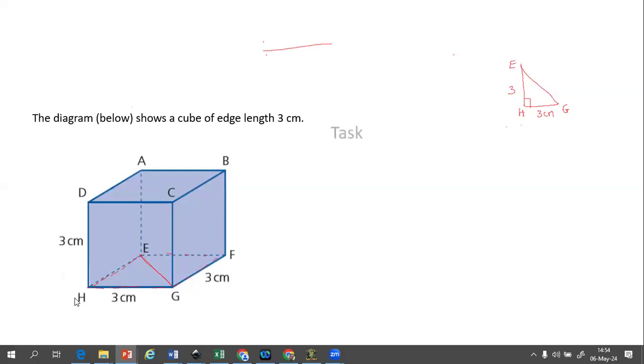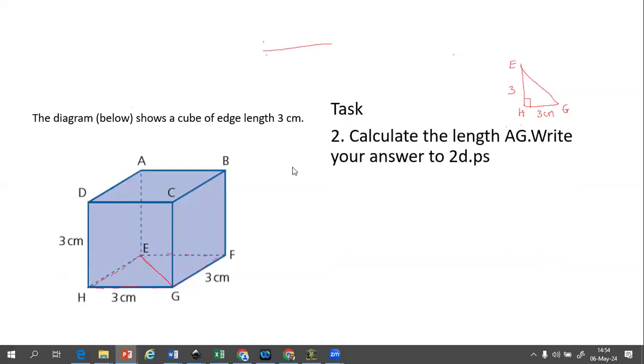Don't draw the diagram, we are just working it out. For this one, I want you to try out. They are asking us to get A to G. Let us try.